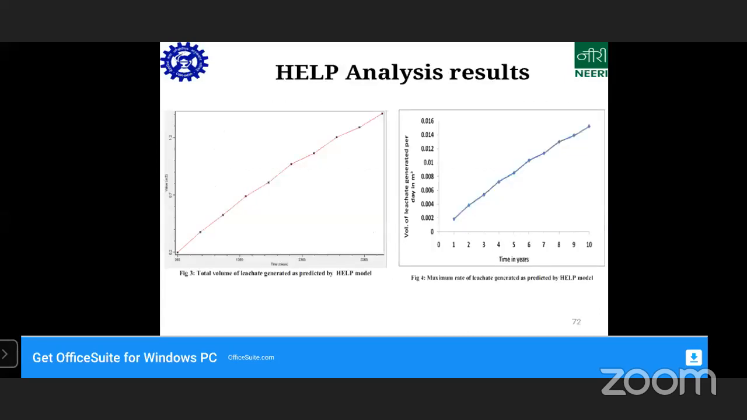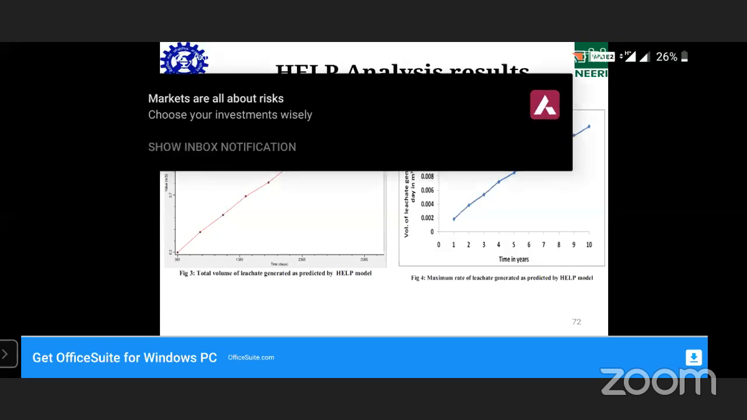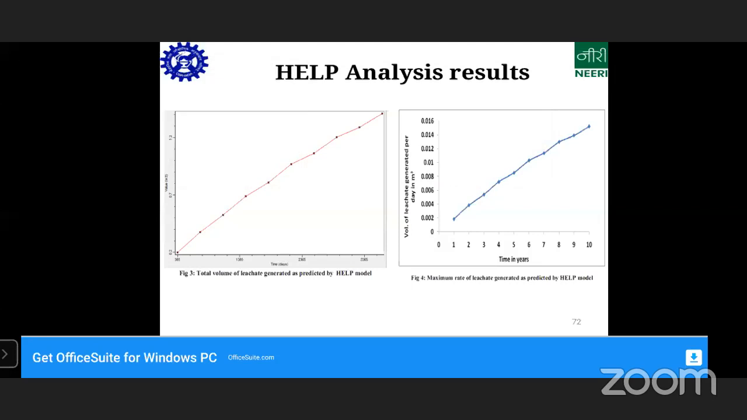Before putting in the liner and cover system, it has to be analyzed for the total quantity of leachate that will be generated, maybe at the end of 25 years. HELP is a software, which stands for Hydrological Evaluation of Landfill Performance, used for this assessment. You can see the total volume of leachate that will be generated is around 1.2 meter cube at the end of 30 years, something like that. So it is safe. If it is more, then you'll have to change the composition of the liner and cover system.